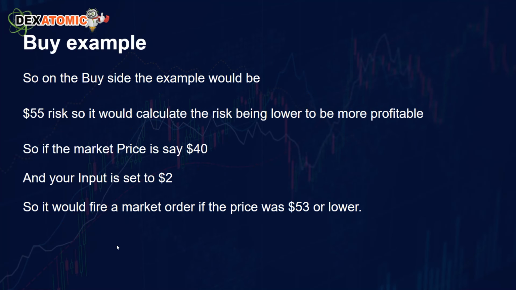All right. Now, let me throw the example in for the buy. For a sell, it's 45 and 47, but on a buy, remember that's the risk amount. So if we have it set for 2, then it would fill for 53 or lower, right? So if the market price is at 53 or lower, it would put a market order in and not a limit order. Okay, so it just goes the opposite direction.